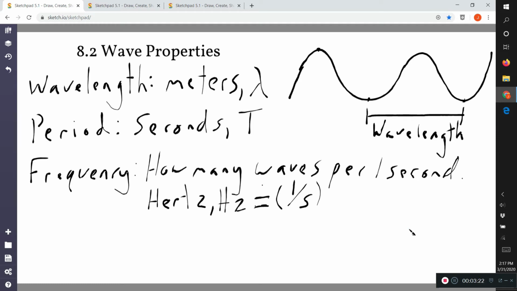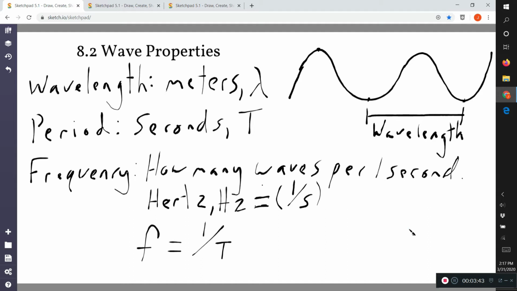So the formula we're going to have for frequency is just 1 divided by your period. So if we ever need to do a calculation with a frequency, but all we have is a period, we just take 1 divided by that period and it gives us the frequency.